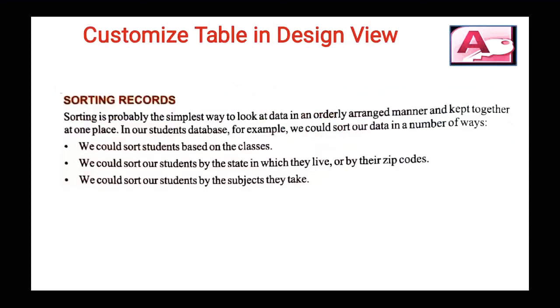Sorting records. Sorting is probably the simplest way to look at data in an orderly, arranged manner and kept together at one place. We could sort our data in a number of ways. Sort students based on the classes, sort our students by the state in which they live or by their zip codes, sort our students by the subjects they take.